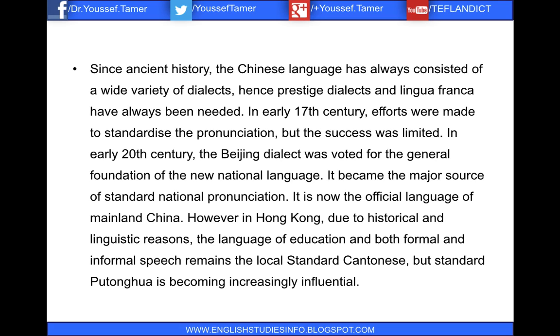So what can you say about this context here, about the developments that have taken place? In the beginning, in ancient history, what was the case for China? What were they using in order to communicate? Yes, please.